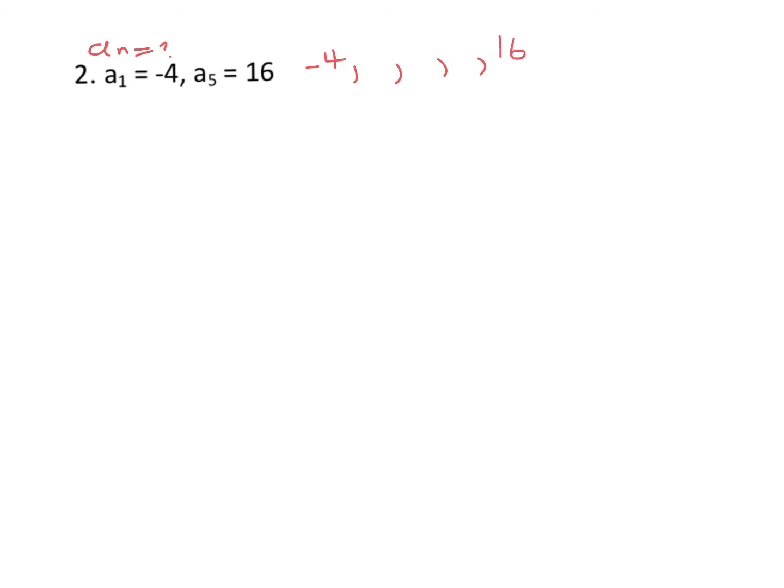is 16. So in order to do this problem, you first need a common difference. I need to figure out what number I am adding here to get between -4 and 16. There are two ways that you can do this. I want you to notice that I'm going up 4 times to get from my first to my fifth term. I move up 4 times.